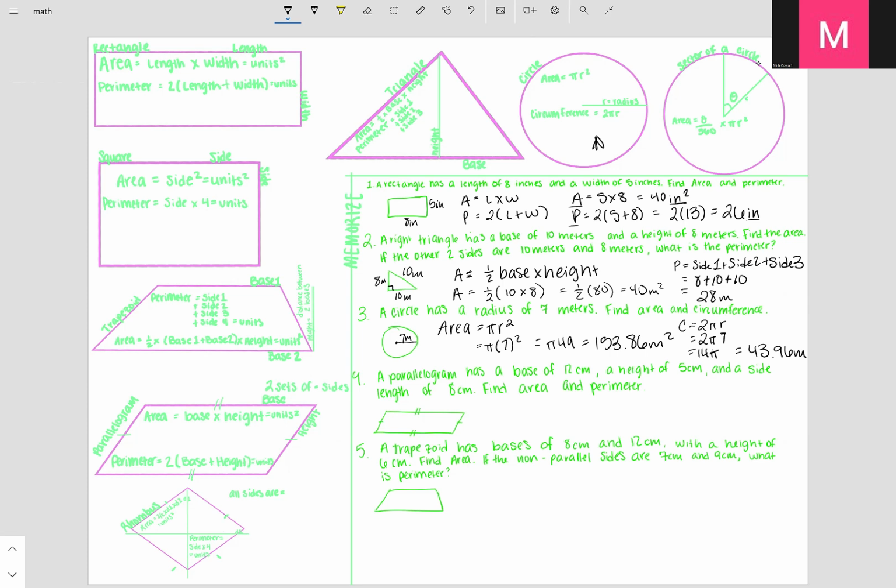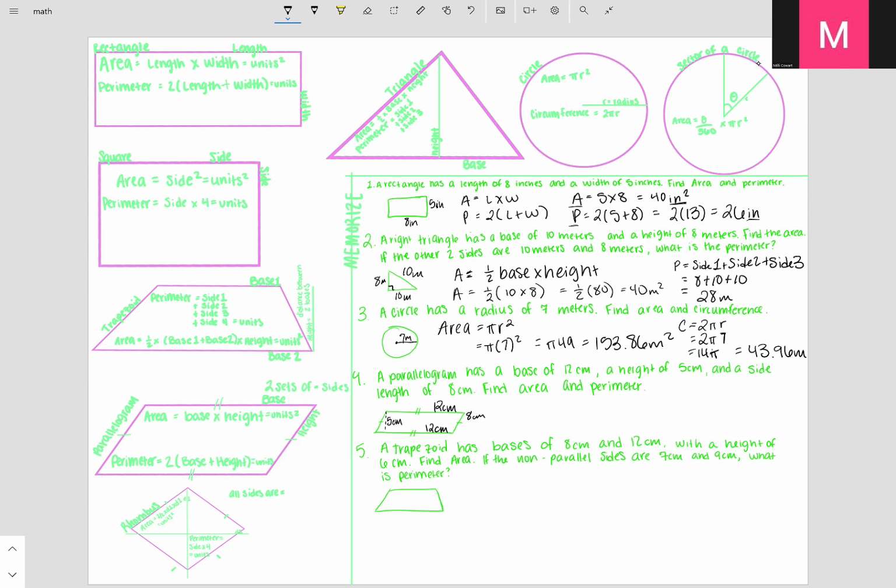Next, we have a parallelogram. And parallelograms are shapes that have two of the sides equal, and then the two other sides will be equal. So it says the parallelogram has a base of 12 centimeters, which means this will also be 12 centimeters, and a height of 5 centimeters, which, just like our triangle, will look like this, and a side length of 8 centimeters. Find the area and perimeter.